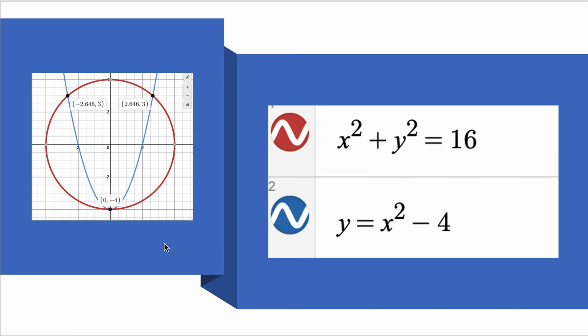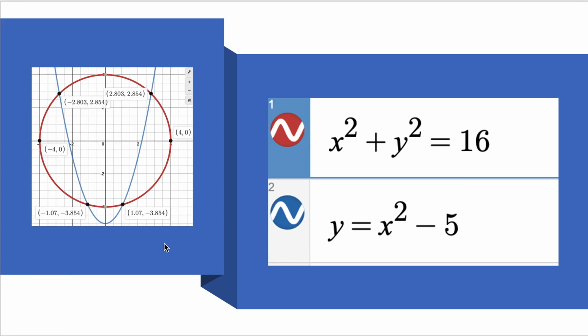And now I'm going to illustrate the last example when we have 4 points of intersection. One of the examples is here, illustrated in the figure. Then we have x squared plus y squared is equal to 16, and we have a parabola y is equal to x squared minus 5.